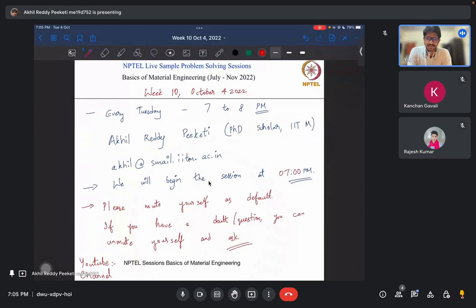We are having these weekly sessions of live sample problem solving every week from Tuesday 7 to 8 p.m. So this is week 10. Let's continue with today's week. Today's week will focus mainly on the iron carbide diagrams, phase diagram.